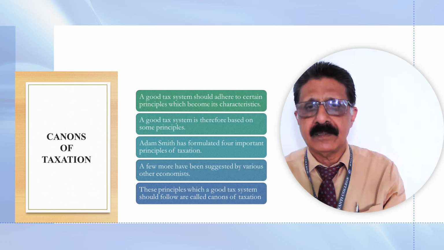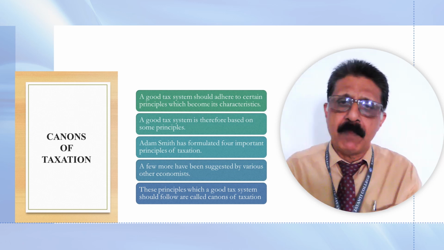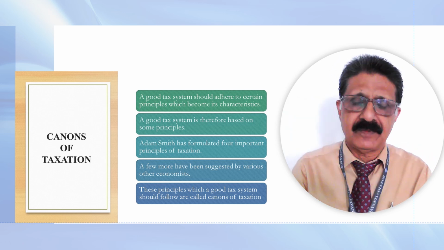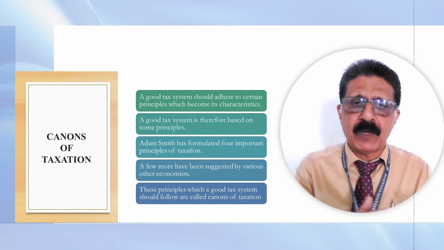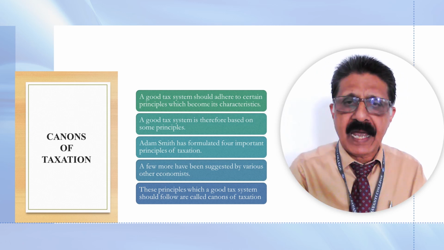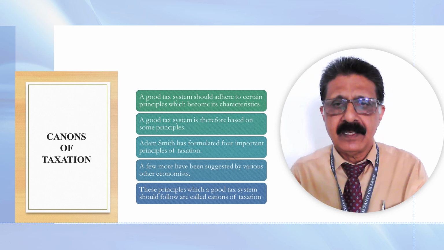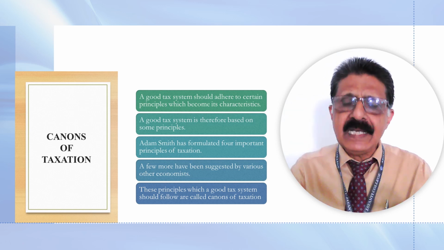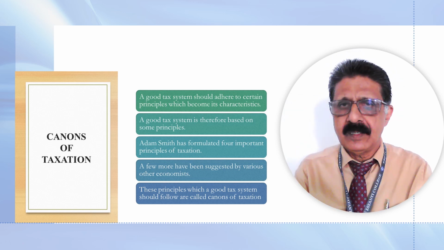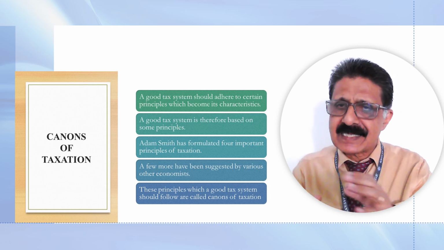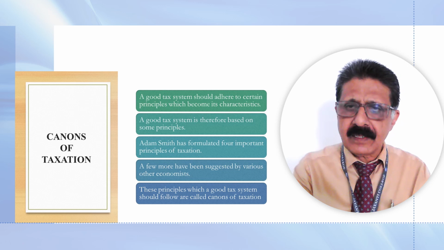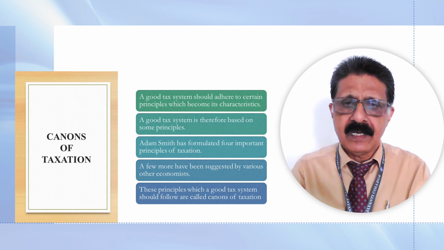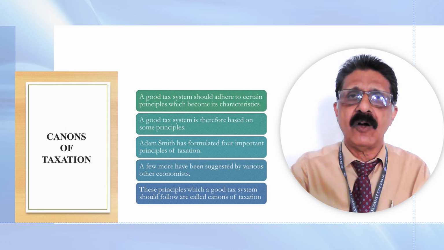Adam Smith was the person who first came out with 4 important principles of taxation. To the 4 principles propounded by Adam Smith, a few more have been suggested and added by various economists later. So these principles, including those suggested by Adam Smith and subsequently added by other economists, are called the canons of taxation.